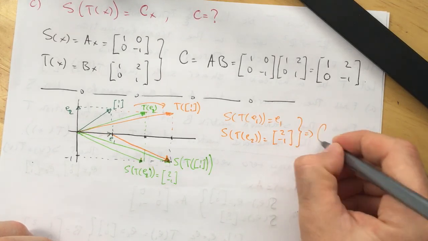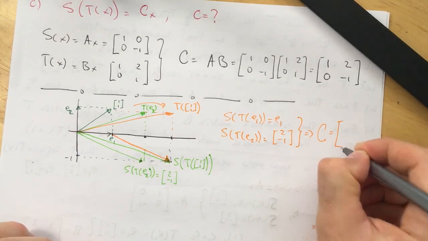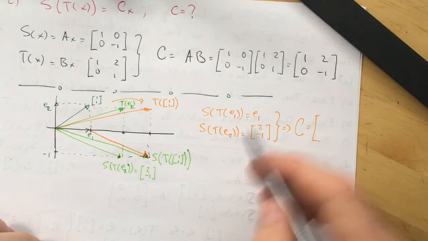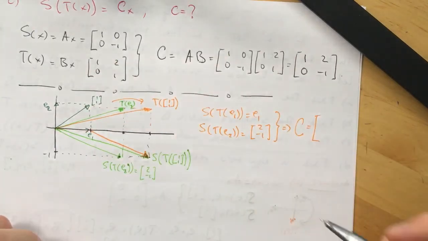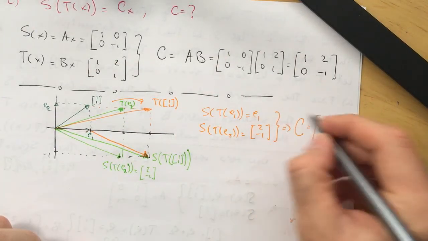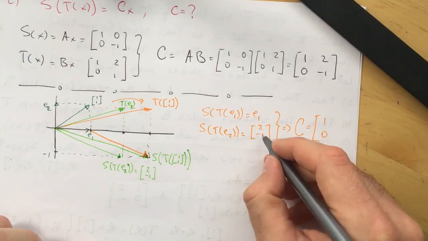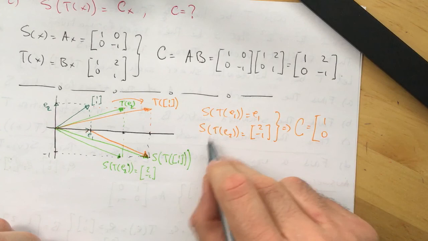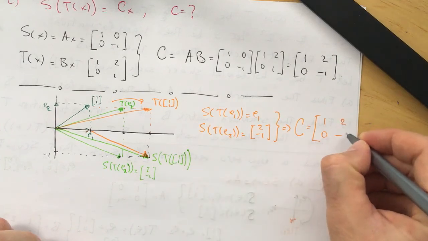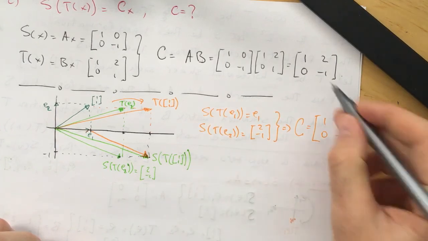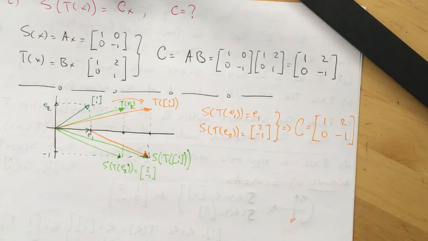And from here, the matrix C that describes this composition of transformations is going to be E1, which is just (1, 0), and the image of E2 under the composition of transformations, that's (2, -1). And of course, as you can see, you will get the same answer.